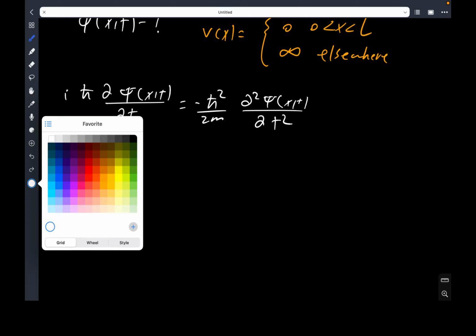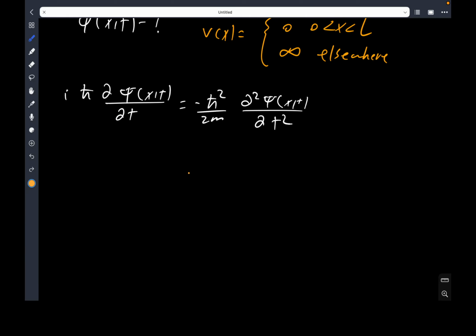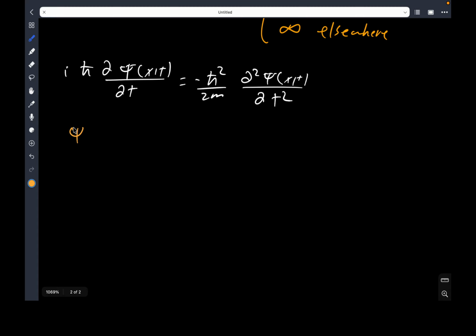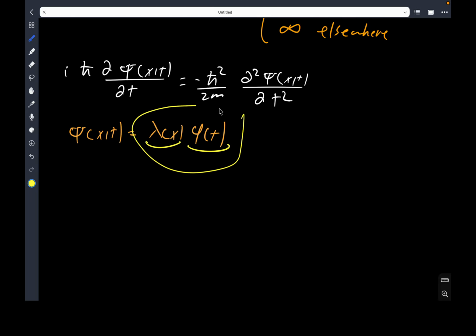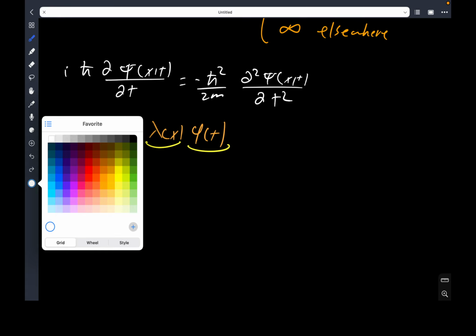Well, we're going to use a method called separation of variables. We're going to assume psi of x and t to be a product of two functions, which I'm going to call lambda of x and phi of t, which is going to make our work simpler to solve this equation, and it's going to give me ordinary differential equations. Our goal here is to find lambda and phi and then multiply them together to get psi of x,t, our wave function that we were trying to solve.